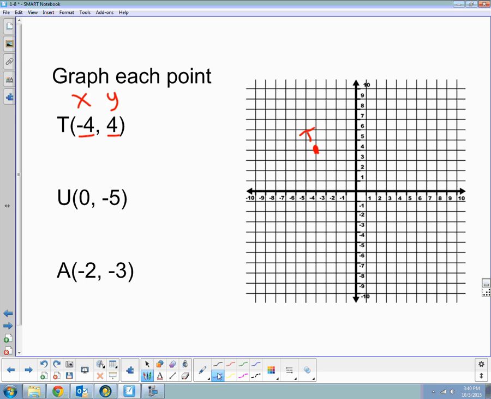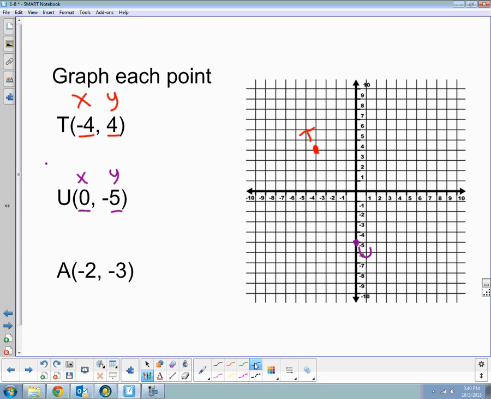The next one, U, 0 at negative 5. So again, the x is 0, and the y is negative 5. I start at the origin, 0, 0. Go 0 left or right. I go down to negative 5. So the point U is at 0, negative 5. Right, I'm going to label it there, U, that's where you are.